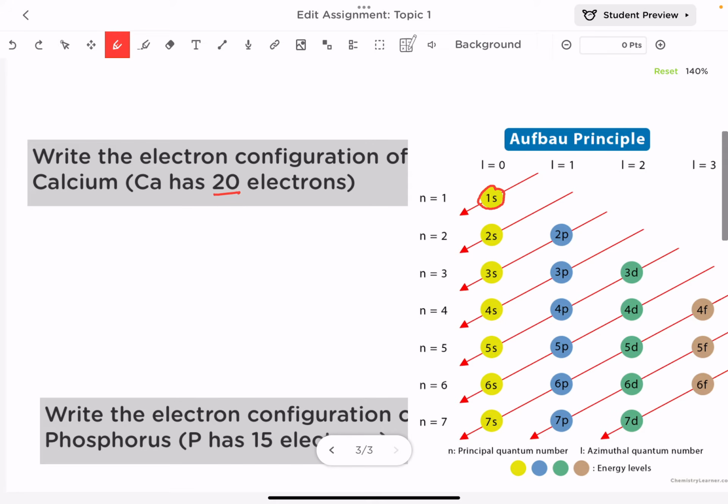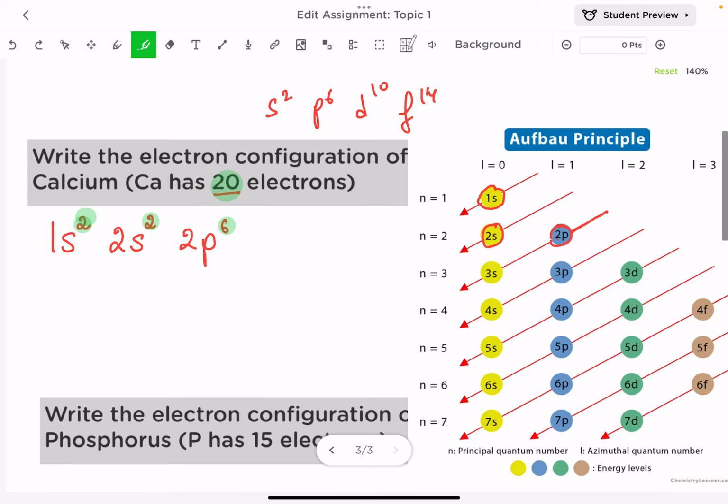So the first arrow goes through 1s, so I write 1s2 because S can contain maximum 2. P6, D10, and F14. So after 1s, the arrow goes directly to 2s2. Note that you have to keep on adding the numbers of electrons in your head until you reach 20. This is where you stop. After 2s, the next arrow goes through 2p, and p can take up to 6 electrons. So far we filled 10 electrons out of 20.